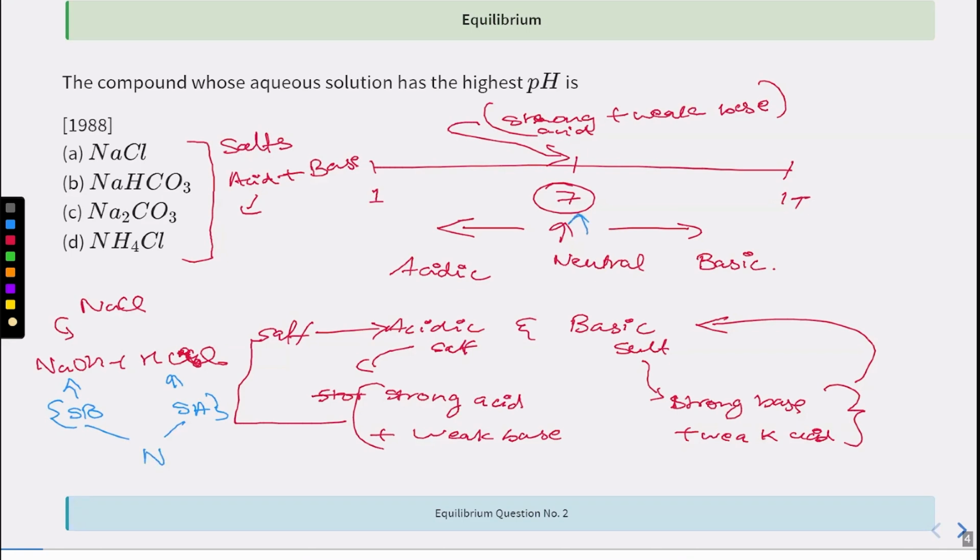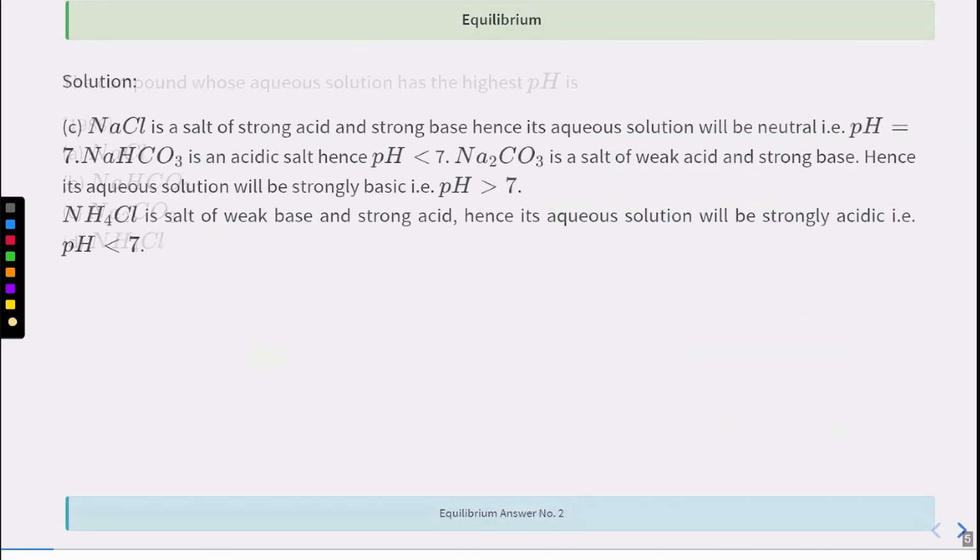Okay. Now keeping the same things in mind, the strong acid, strong base combination will be 7. NaHCO3 will be an acidic salt. Hence its pH will be less than 7. Na2CO3 is a salt of a weak acid and a strong base, so its pH is actually more than 7. And ammonium chloride, which is NH4Cl, is again a weak base and a strong acid.